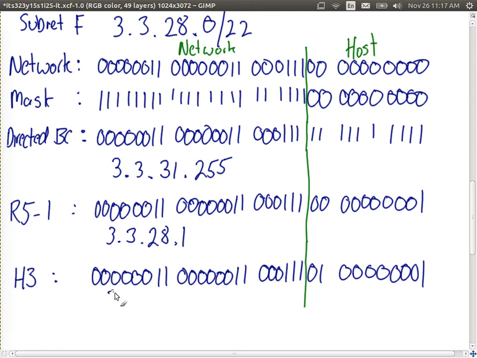And in dotted decimal notation, you can convert: 3.3. What do we get? 29.1. So you have to be careful with the dotted decimal notation. Devices in subnet F, 3.3.28.0, include 3.3.28.1 and 3.3.29.1. And the directed broadcast is 3.3.31.255. So it's not as simple as when we cut at 8, 16, and 24, where it cuts at the dots. What's my recommendation? When you have a mask which is not 8, 16, or 24, write the address down in binary and look exactly where the cut is. If you have 8, 16, or 24, maybe you can use a shortcut, but you can use binary if you like.